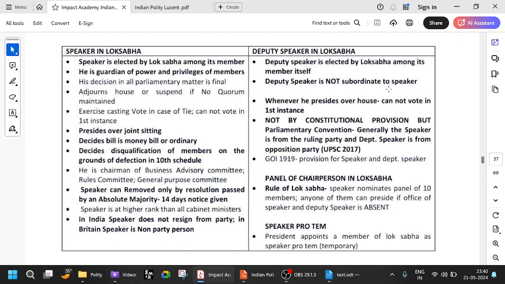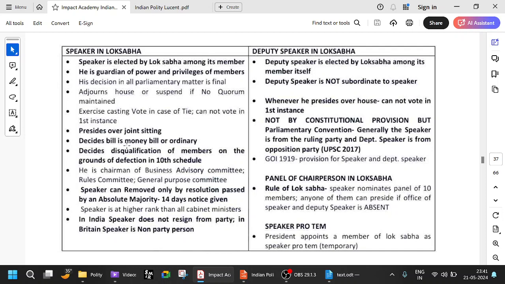Deputy speaker is not subordinate to speaker. So such a question can be asked. They may say that deputy speaker is a subordinate of speaker, and it will sound logical, but it is not, as he is not a subordinate to the speaker. His decision in all parliamentary matters is final. He adjourns the house or suspends it if there is no quorum, and exercises casting vote in case of a tie, and cannot vote in the first instance. So only when there is a tie he votes.